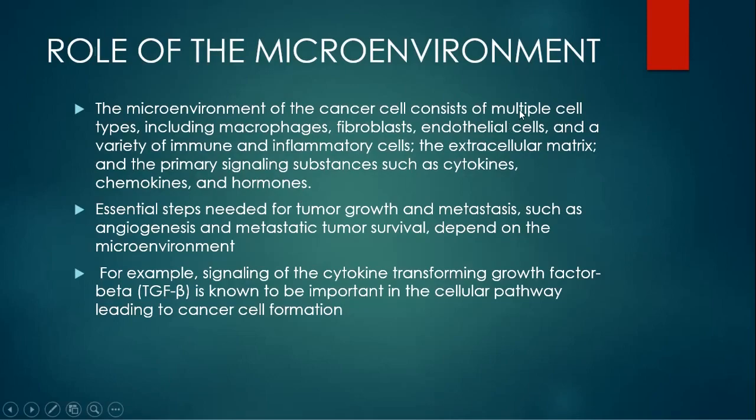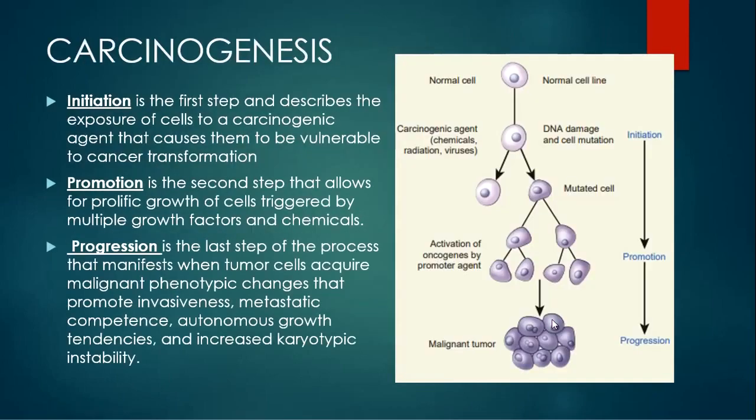Alright, and this microenvironment is also important for tumor growth and metastasis, and angiogenesis, and of course for metastatic tumor survival as well. Now, an example of this microenvironment is signaling of the cytokine transforming growth factor beta, TGF beta, which is known to be important in the cellular pathway leading to cancer cell formation.